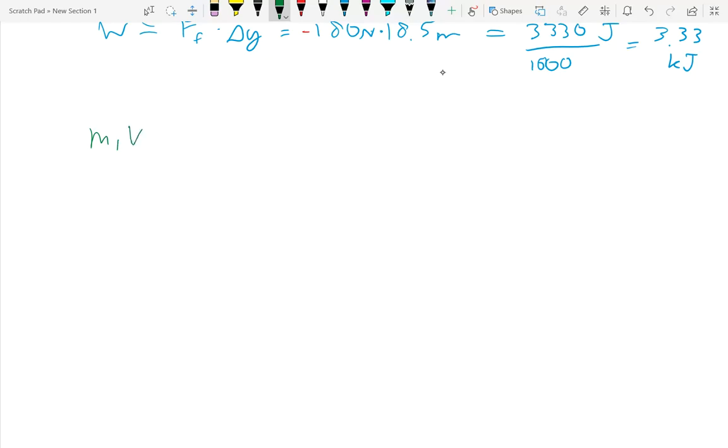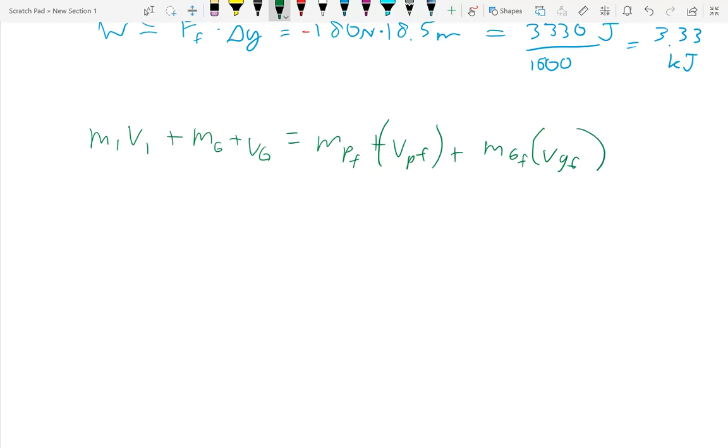So we have mass one v one plus, and then the mass of the goalie, that was the same mass g plus vg, equals mass p final plus vp final. Third time. Oh, sorry, times. Yeah, I was gonna say maybe you didn't have it right. Mass goalie final, V goalie final equals zero. You have the same problem on the other side, the mass goalie times, not plus. Thank you.